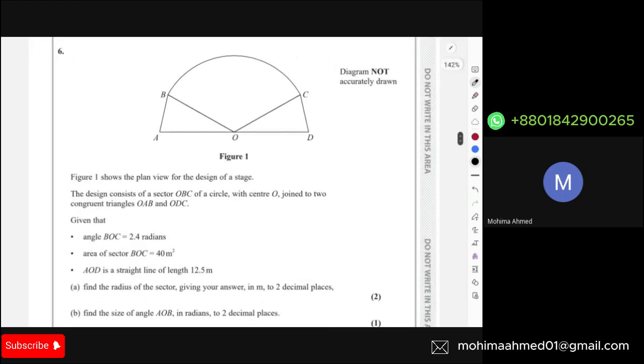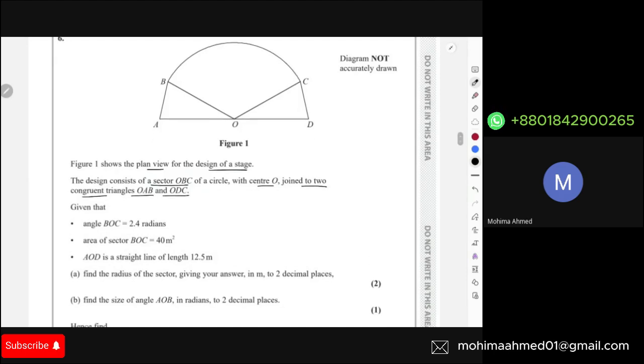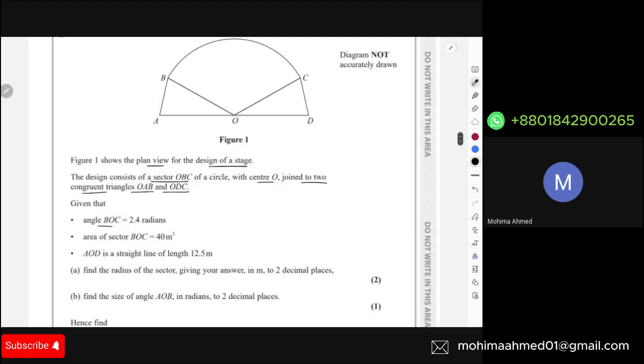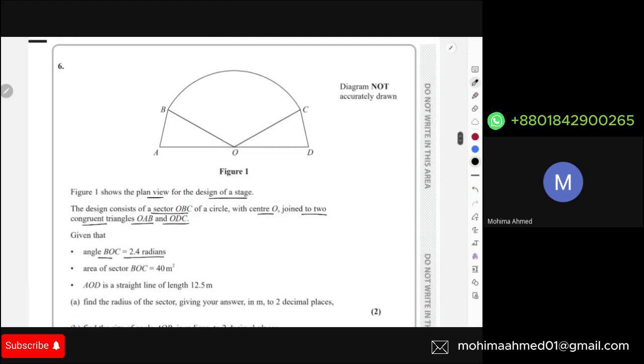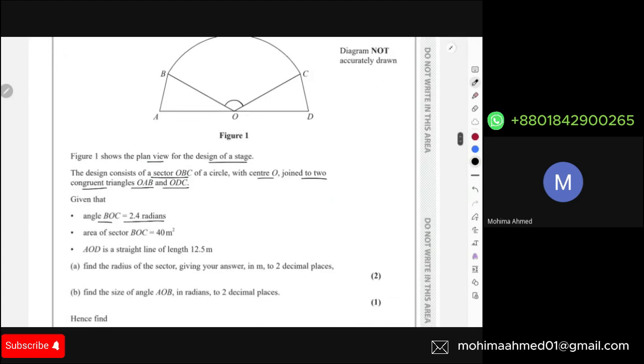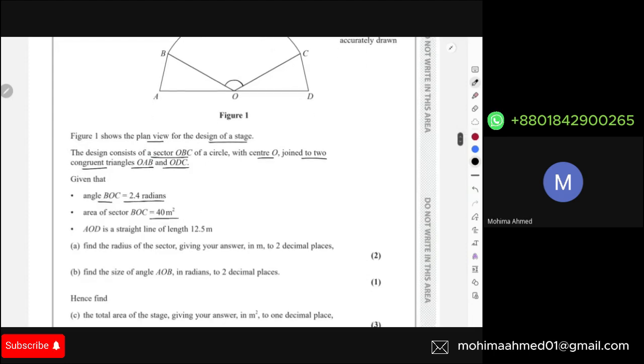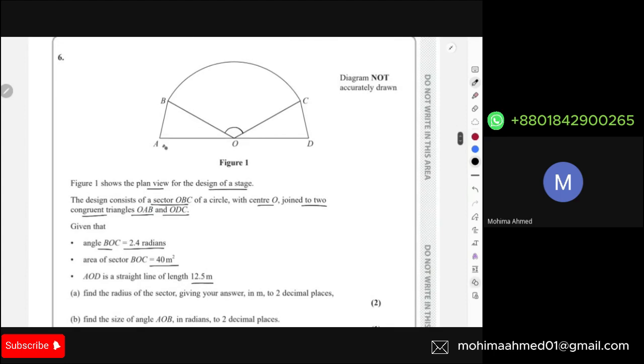Now it says that the figure 1 shows the plane view of the design of a stage, and the design consists of a sector OBC of a circle with center O joined with two congruent triangles OAB and ODC. It is already given that angle BOC is 2.4 radians. Before doing this maths, you have to make sure your calculator is always converted into radian mode. And area of the sector is given also as 40. AOD is a straight line of length 12.5 centimeters.